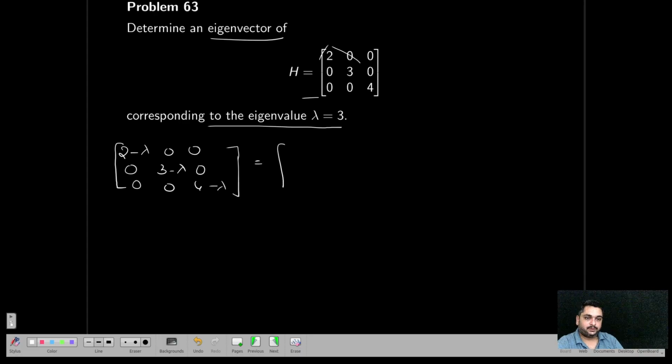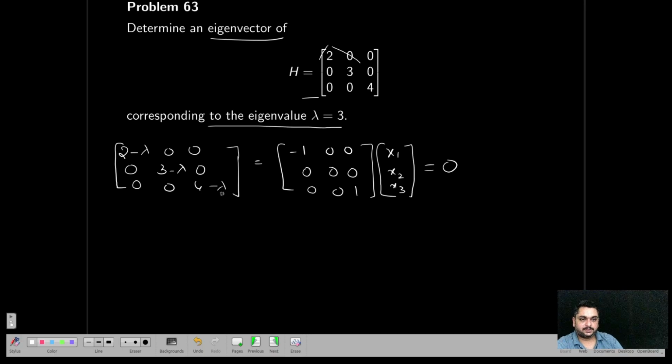Substitute that value. So this becomes minus 1, 0, 0, 0, 0, 0, 0, 0, 1. This is applied to a vector, say x1, x2, x3, equal to 0. Then find this vector now. So this will be minus x1 is equal to 0. Then x2 is not there. Then x3 is equal to 0.